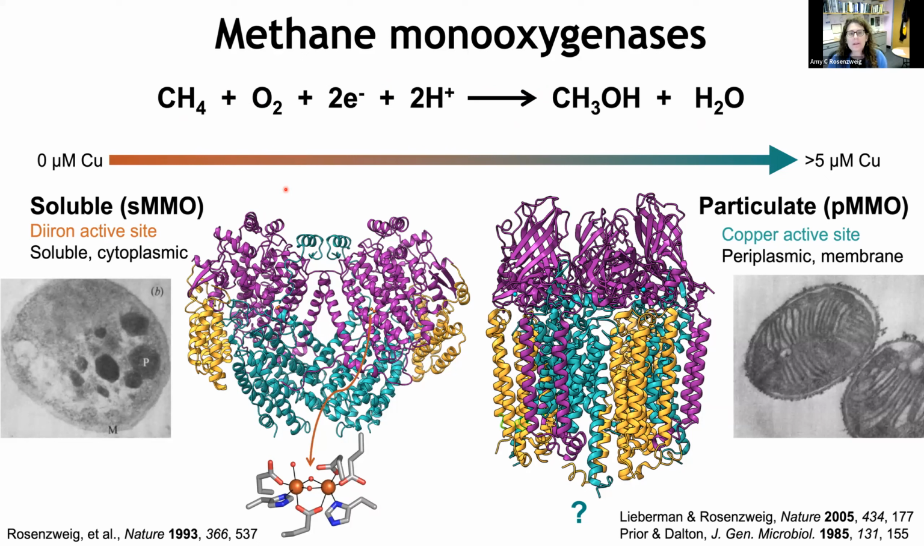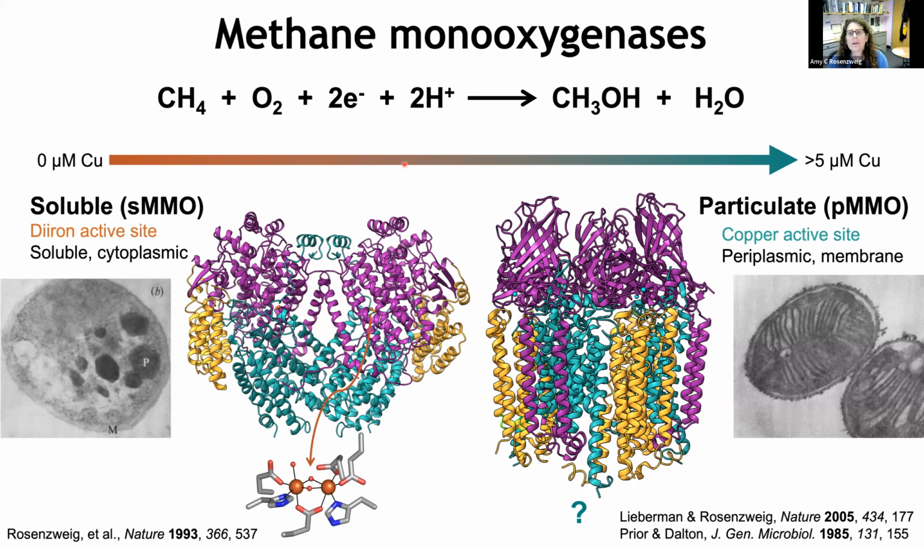And these bacteria have come up with 2 completely independent enzymatic solutions to accomplishing this reaction. One is a soluble enzyme, the soluble methane monooxygenase, and this is an enzyme that's found in the cytoplasm of these bacteria, and it uses a dinuclear iron center to perform this chemistry. This enzyme is only expressed by a subset of methanotrophic bacteria, and in those bacteria, it's only expressed when the bacteria are starved for copper.